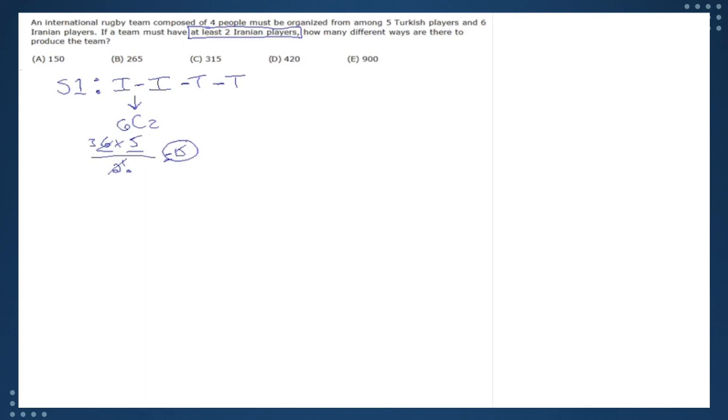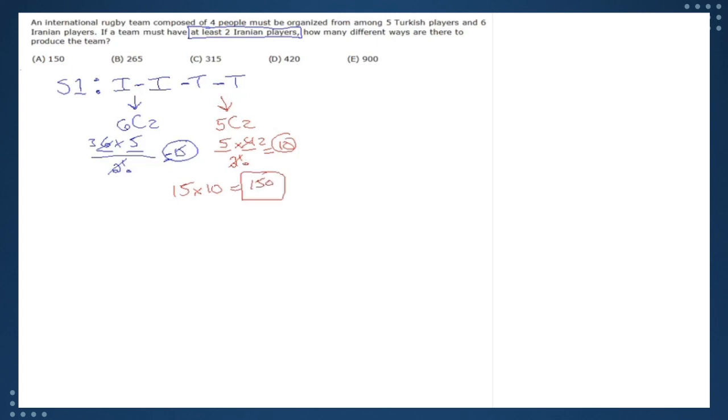So with that said, the next thing we do is the Turkish people, where you have to do 5 choose 2. Because there's 5 Turkish players, we need 2 of them. Once again, 2 slots. We count downward. We cancel. We get 10. So the number of ways for 2 Iranians, which is one event, is 150 ways.